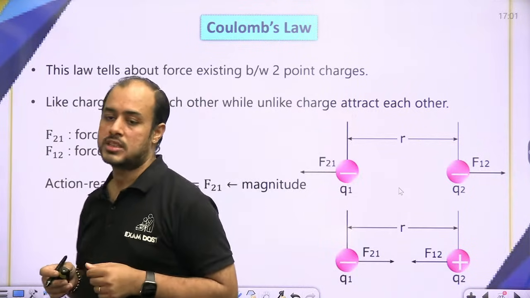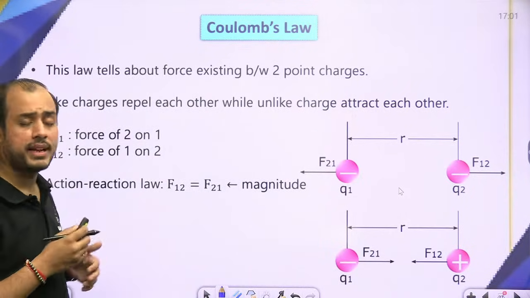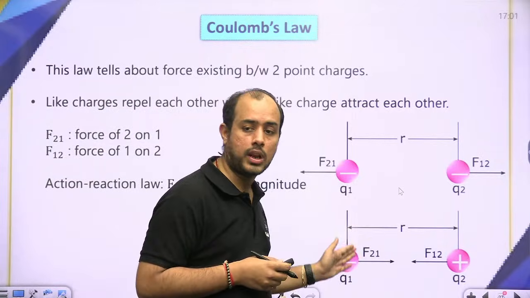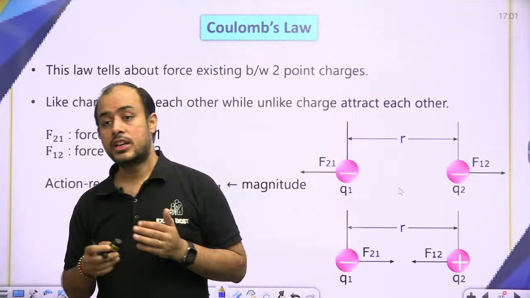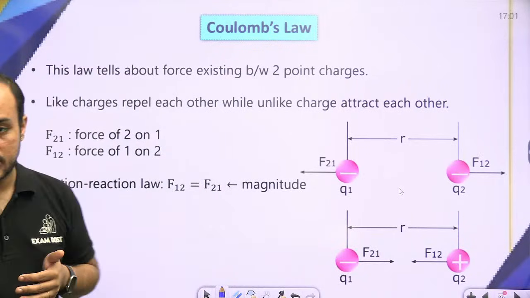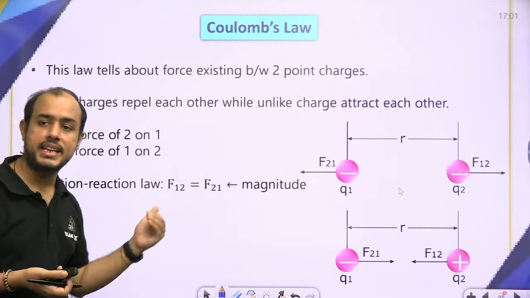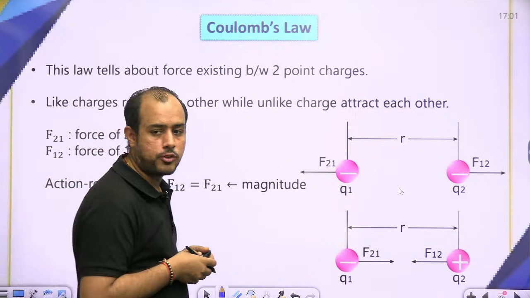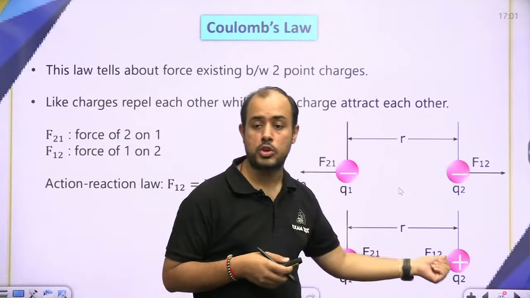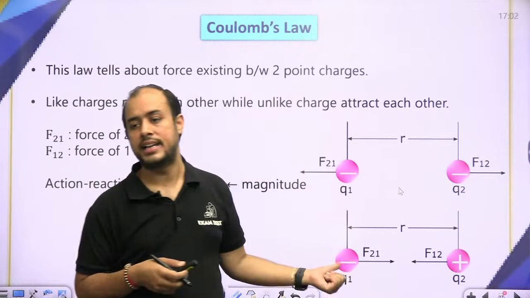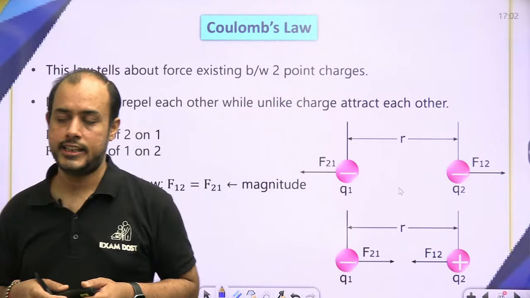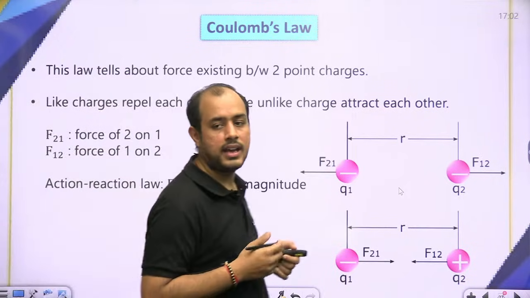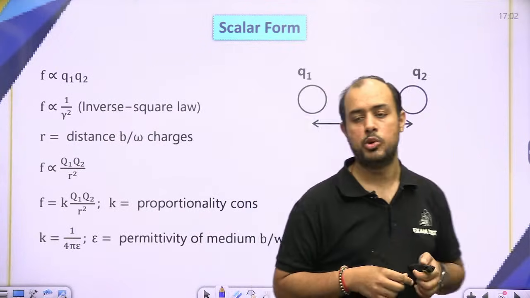Then what he observed beta, that based on action reaction law, the two forces are equal and opposite. If Q1 is applying a force on Q2, Q2 will apply equal and opposite force on Q1. अगर Q1 Q2 पे फोर्स लगा रहा है पास लाने के लिए, तो Q2 भी उतना ही फोर्स Q1 पे लगाएगा अपने पास लाने के लिए. Okay, so magnitude of the two forces are equal and their directions are opposite.